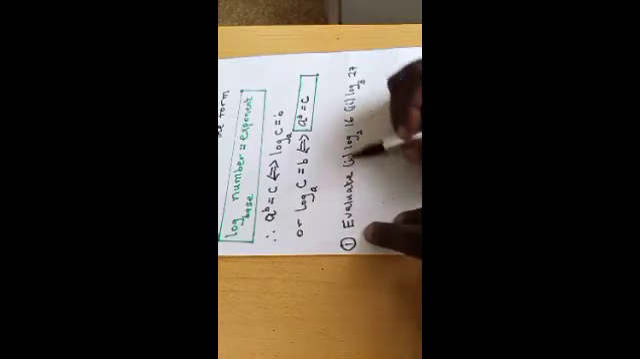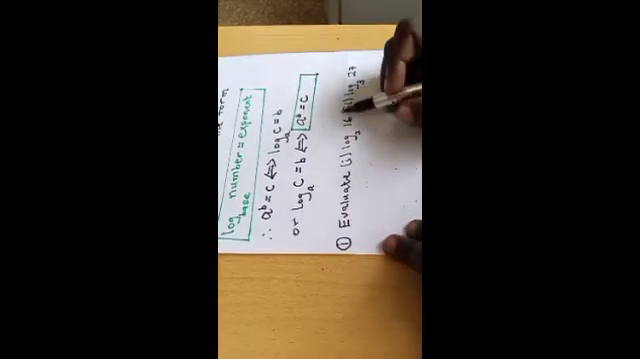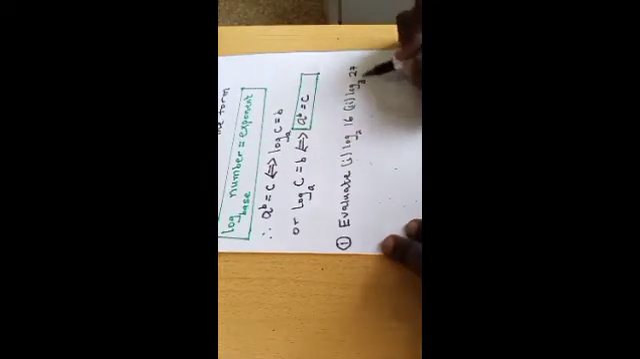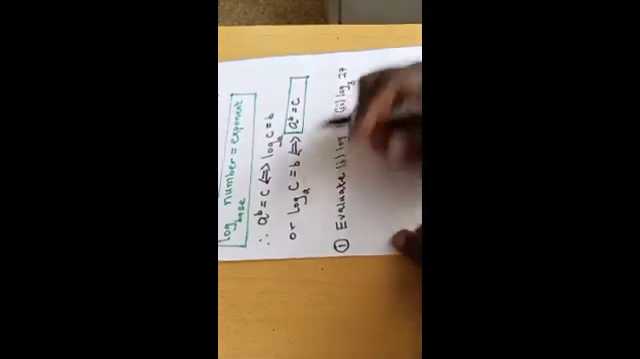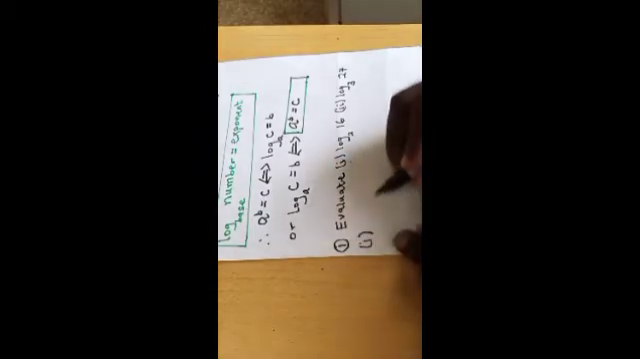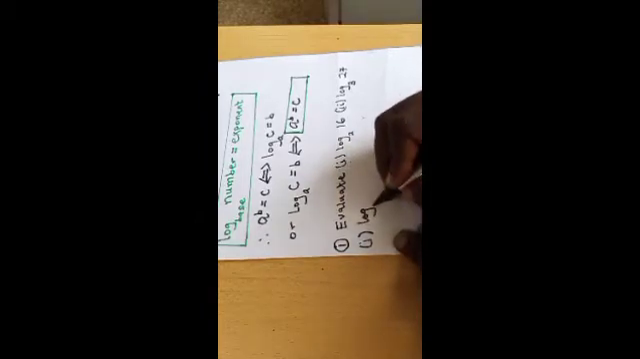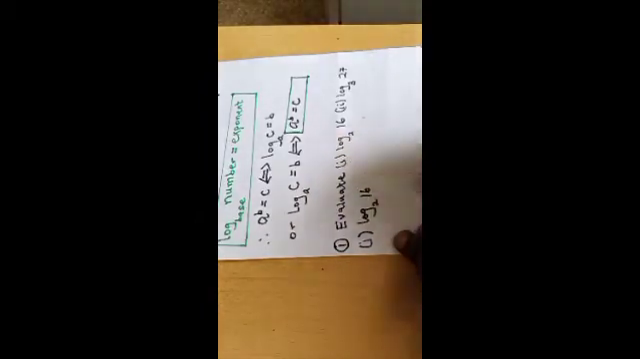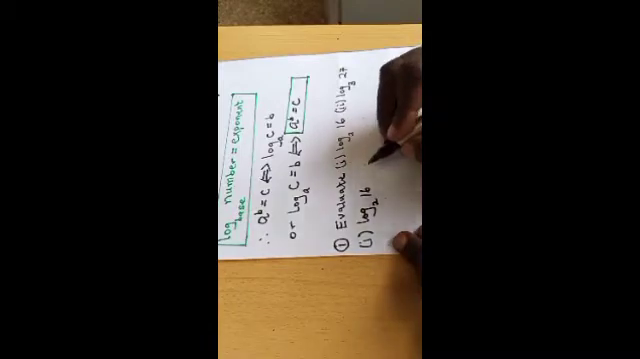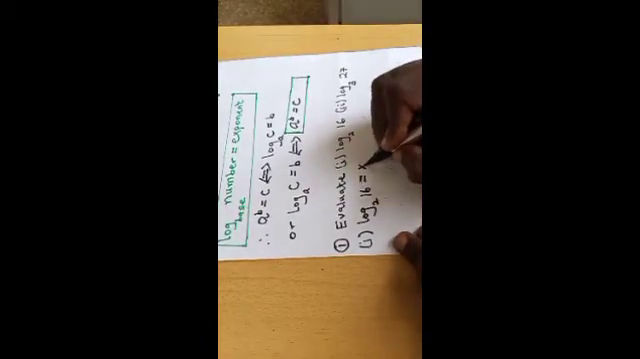Question 1. Evaluate (i) log base 2 of 16 and (ii) log base 3 of 27. Let's take the first one, (i), log base 2 of 16. We don't know what log base 2 of 16 is, so what do we do? We represent it by a variable. Let's say x.